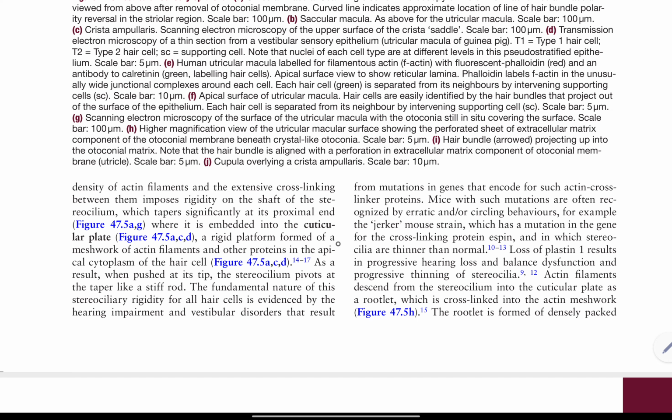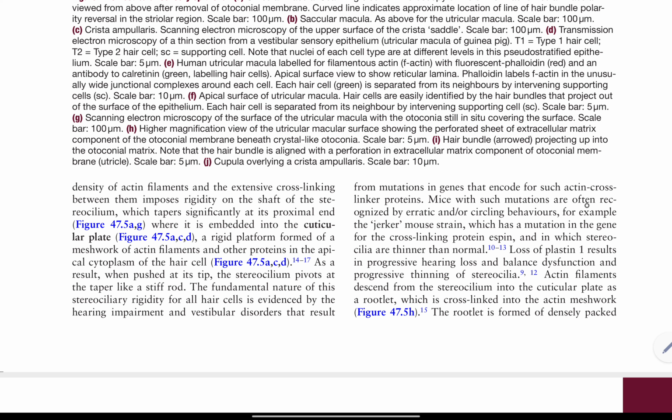The cuticular plate is a rigid platform formed of a meshwork of actin filaments and other proteins in the apical cytoplasm of the hair cell. As a result, when pushed at its tip, the stereocilium pivots at the taper like a stiff rod. The fundamental nature of this stereociliary rigidity for all hair cells is evidenced by the hearing impairment and vestibular disorders that result from mutations in the genes that encode for such actin cross-linker proteins.